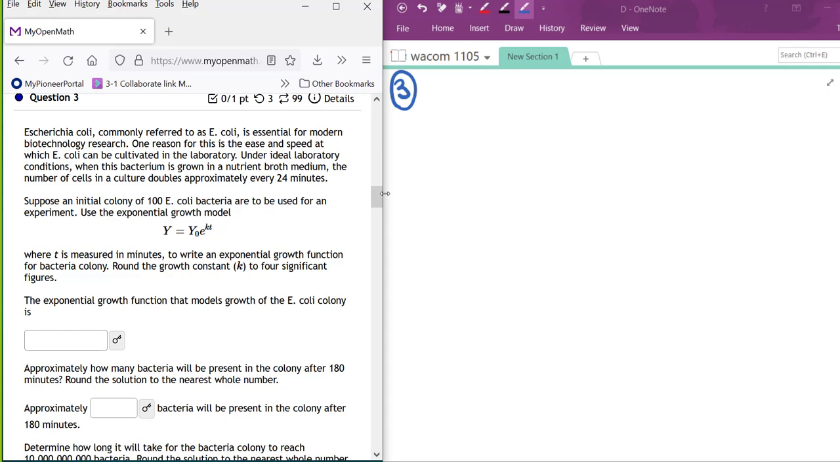Under ideal laboratory conditions, when this bacterium is grown in a nutrient broth medium, the number of cells in a culture doubles approximately every 24 minutes. Suppose an initial colony of 100 E. coli bacteria are used for an experiment. Use this growth model, where T is measured in minutes, to write an exponential growth model for the bacteria colony. And so we're going to have to find K.